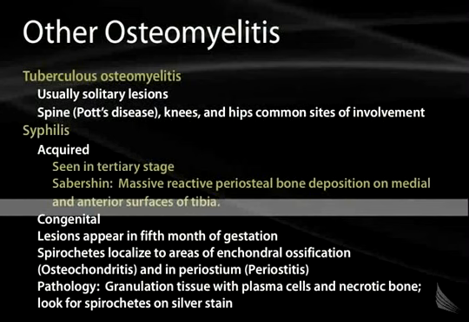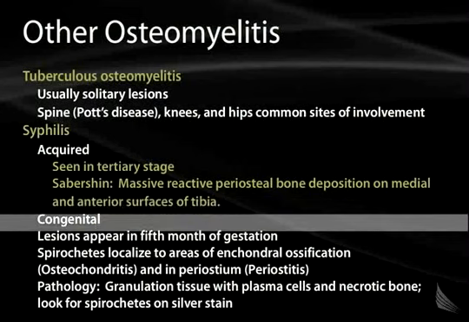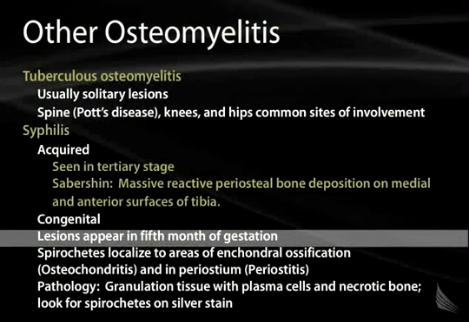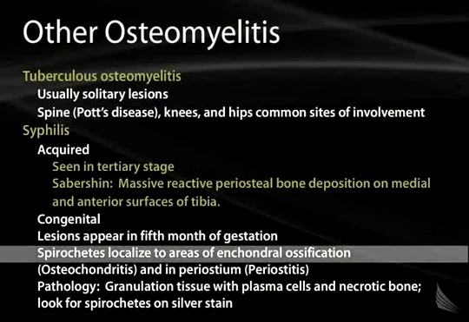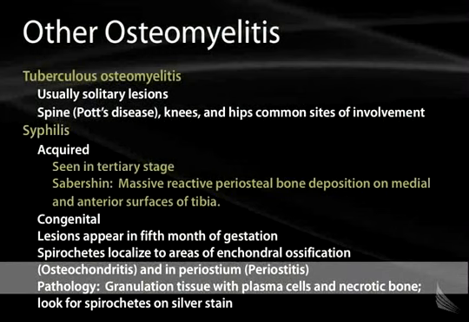Congenital syphilis and osteomyelitis presents a slightly different picture. The lesions begin to appear in the 5th month of gestation, and the spirochetes have a couple of areas that they prefer to localize to. They prefer going to areas of endochondral ossification, creating a condition known as osteochondritis, and they also like to localize to the periosteum, a condition known, not surprisingly, as periostitis. What one sees in terms of pathology is granulation tissue with plasma cells and areas of necrotic bone. A silver stain will allow you to determine the presence or absence of the spirochete.